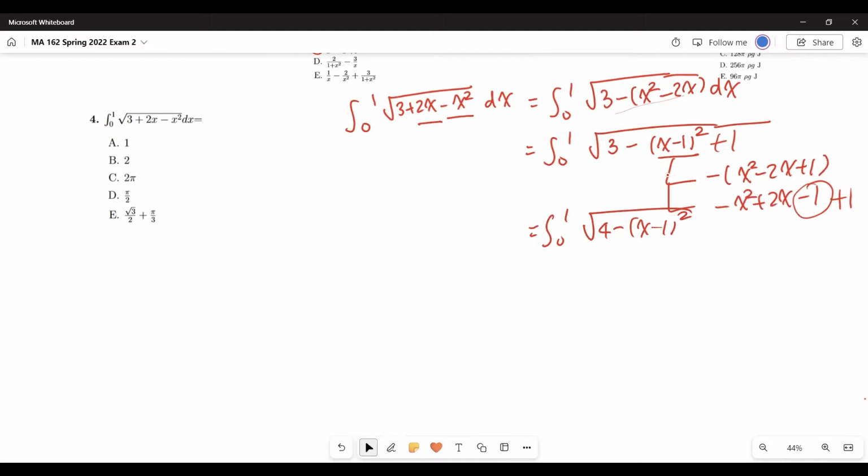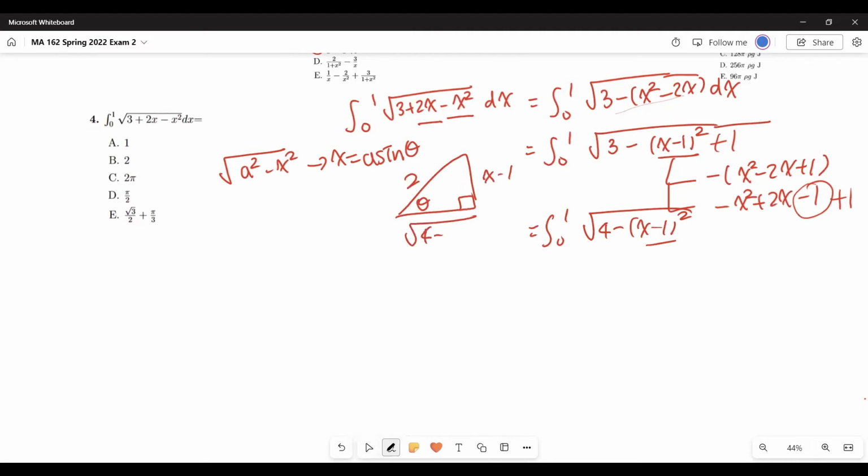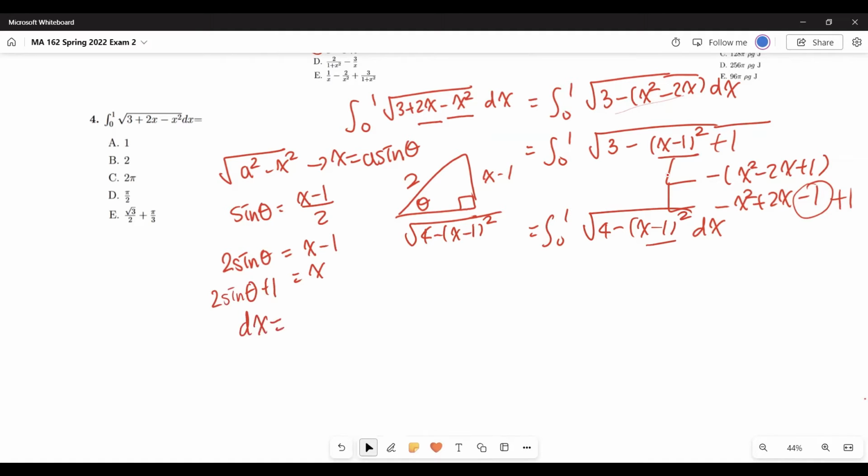Okay, we have that. And this is a similar format to a squared minus x squared, and this just becomes x equals a sine theta, right? It's similar, but a little different because it's x minus 1. So we're going to draw the triangle. This is theta, this is 2, x minus 1, and square root of 4 minus (x minus 1) squared, and dx. So sine theta is equal to (x minus 1) over 2, and this becomes 2 sine theta equals x minus 1, and x becomes 2 sine theta plus 1, right? To find the derivative, you just differentiate 2 sine theta plus 1, which is 2 cosine theta d theta.